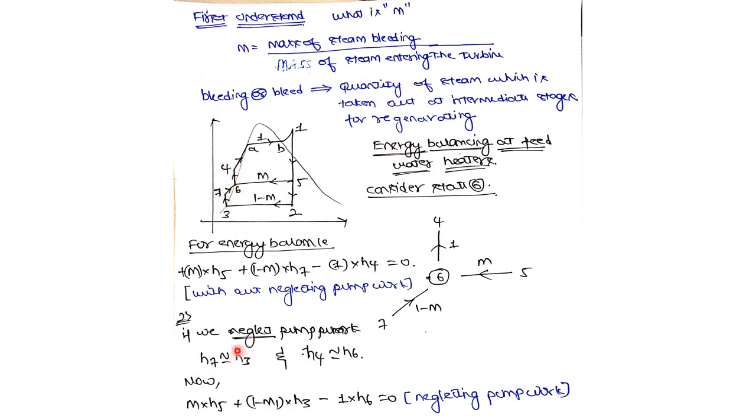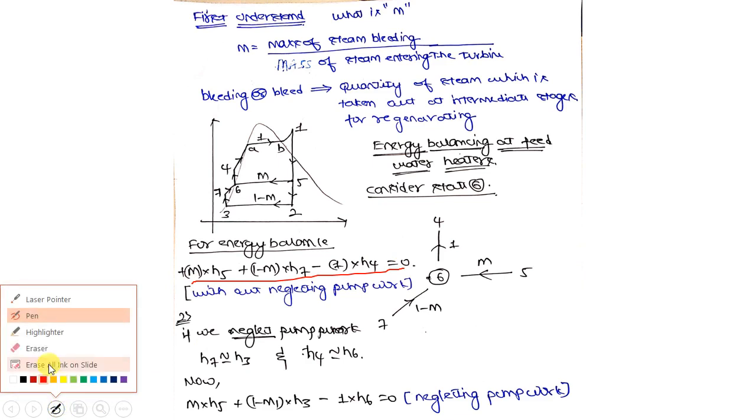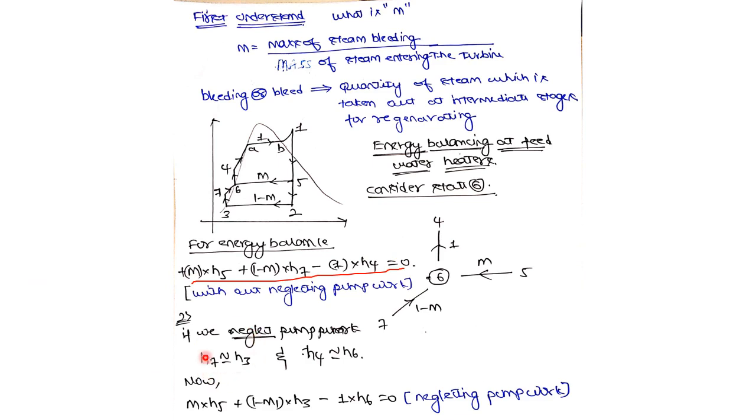Okay, in this particular equation, replace the terms now. So m into H5 as it is, and (1 minus m) as it is. H7 would be replaced with H3 because you are neglecting the pump work from 3 to 7, and H4 would be replaced with H6 because you are neglecting the pump work from 6 to 4. So understand these concepts, write them in your notes, and we will solve a problem on this.